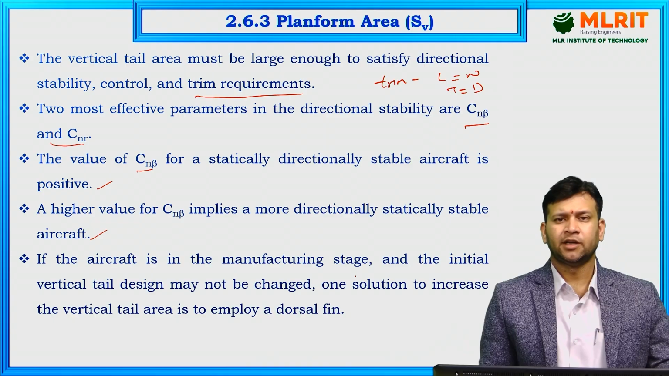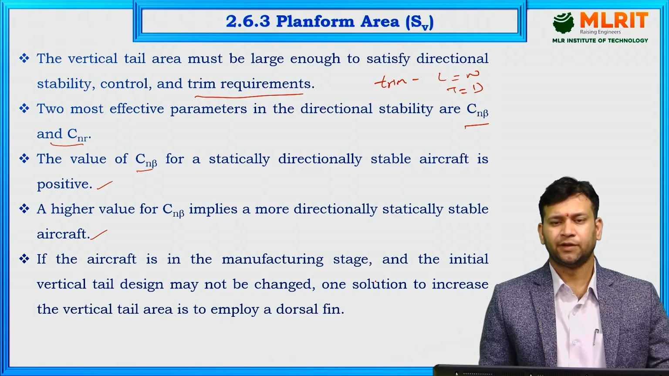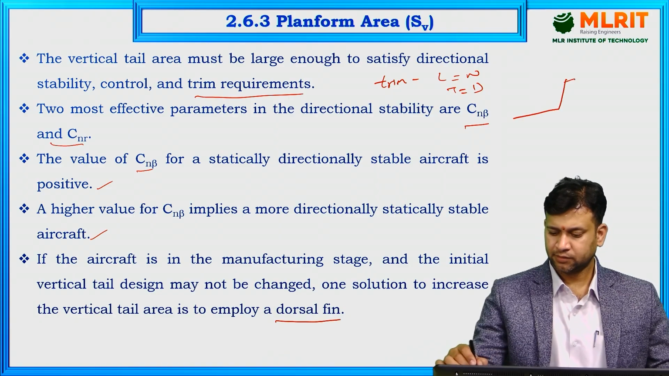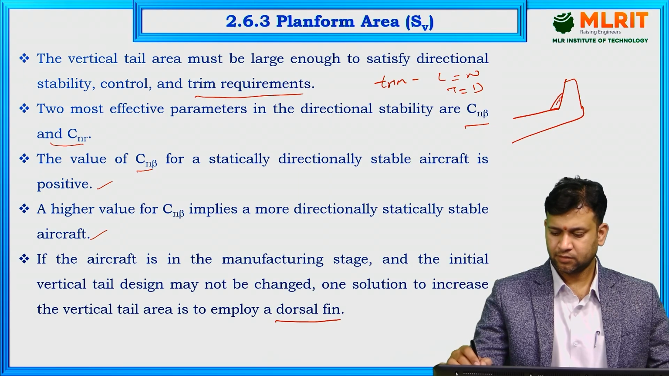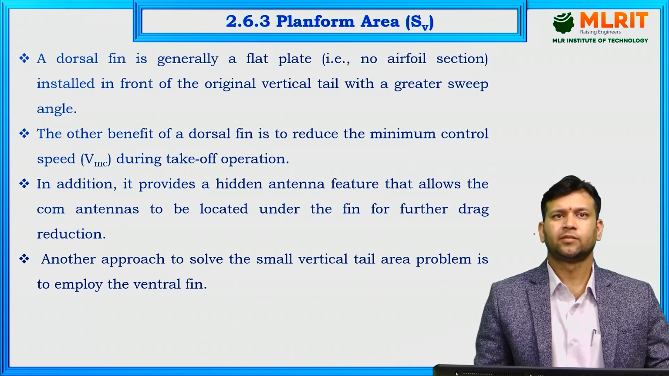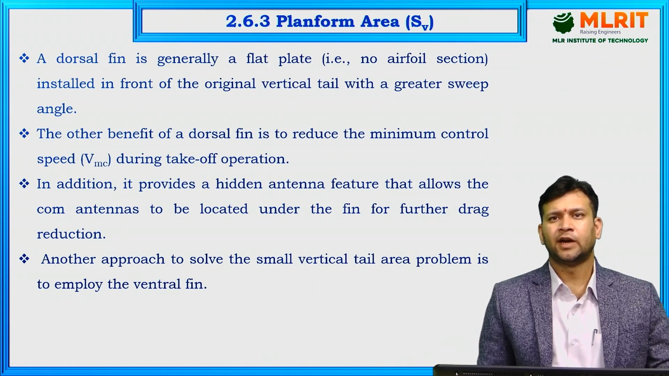If the aircraft is in the manufacturing stage and the initial vertical tail design may not be changed, one solution to increase the vertical tail area is to employ a dorsal fin. This looks like this. We'll have a fin here. This will be the dorsal fin. A dorsal fin is generally a flat plate. It's not an airfoil section which is installed in front of the original vertical tail with a greater sweep angle.